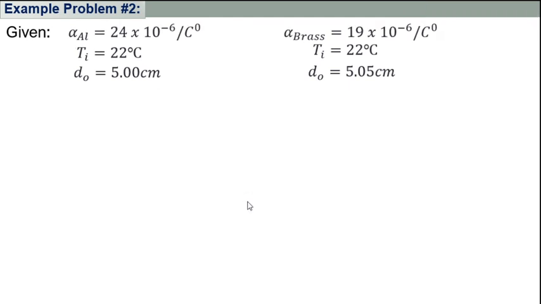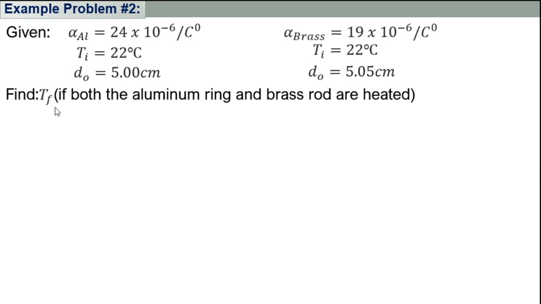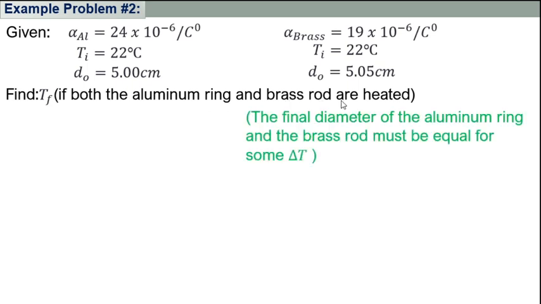For the second unknown, we are looking for the final temperature if both the aluminum ring and brass rod are heated. So for this case, the final dimension of the aluminum ring and the brass rod are equal after the change in temperature. So let us derive the formula for the final dimension from the general formula of change in length is equal to the initial length times coefficient of linear expansion times change in temperature.